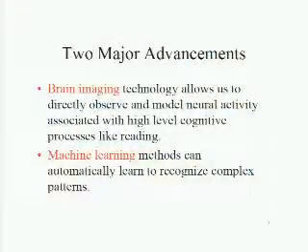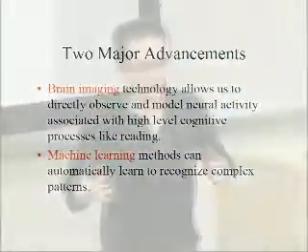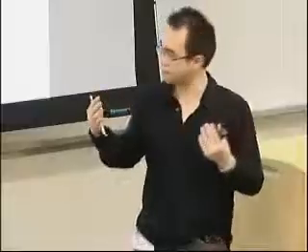What has really made this mind reading business happen is that there are two major advancements. First of all, we have brain imaging devices like functional MRI, like MEG or EEG. There are many different brain imaging devices that can directly observe and record humans' brain activity when they perform cognitive processes or tasks like reading. And the second advancement is in the field of machine learning. Machine learning can automatically learn to recognize complex patterns.